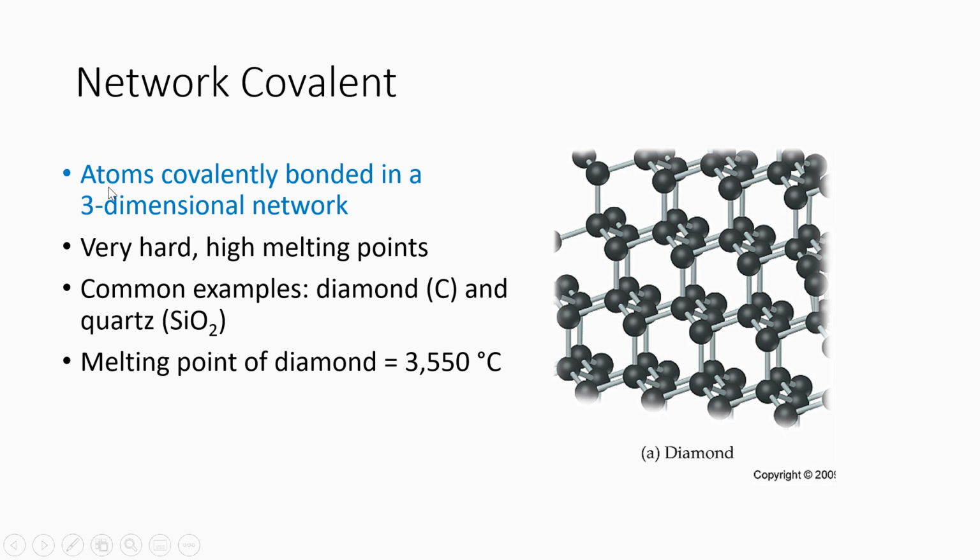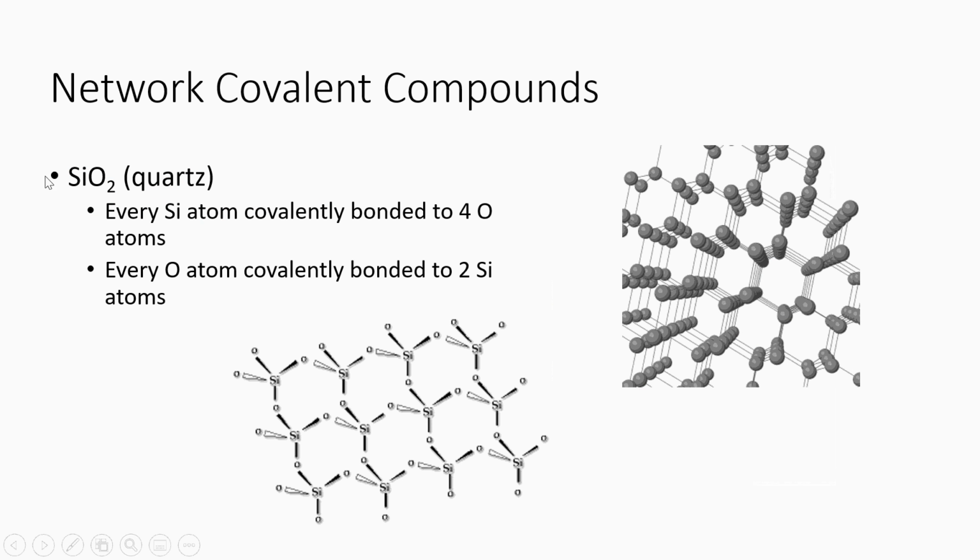But for right now, we'll talk about network covalent. In network covalent bonding, you have atoms covalently bonded in this big three-dimensional network. As a result, you end up with substances that are very hard and have very high melting points. Some common examples would be diamond and quartz. The melting point of diamond is over 3,000 degrees. Here's an example of what quartz looks like.